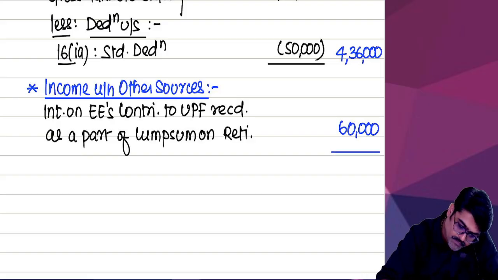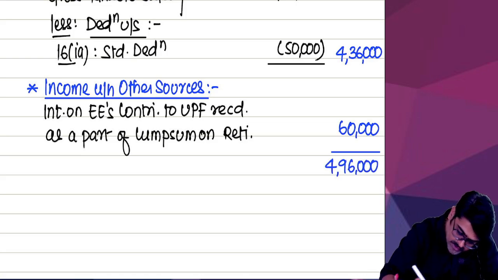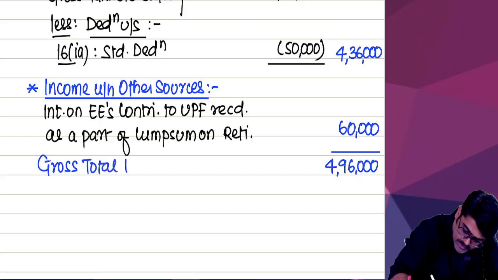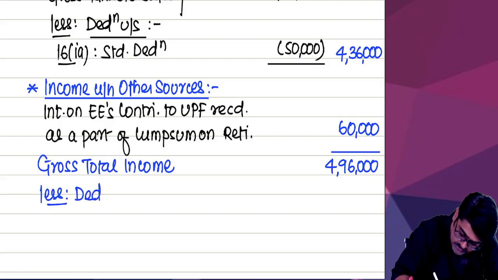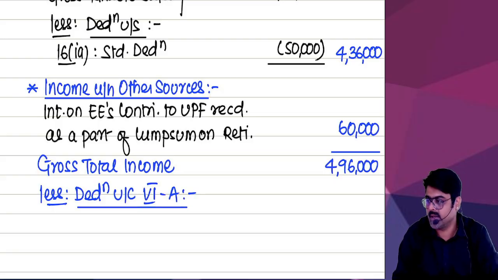Do the total. 4,96,000 will be your gross total income. Yes or no? Out of this gross total income, are you going to get any deduction? Deductions under chapter 6A. Any deductions of chapter 6A? Have you identified?